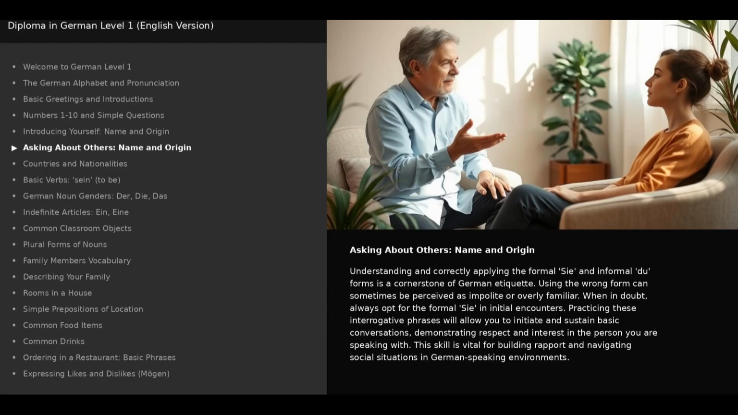Practicing these interrogative phrases will allow you to initiate and sustain basic conversations, demonstrating respect and interest in the person you are speaking with. This skill is vital for building rapport and navigating social situations in German-speaking environments.